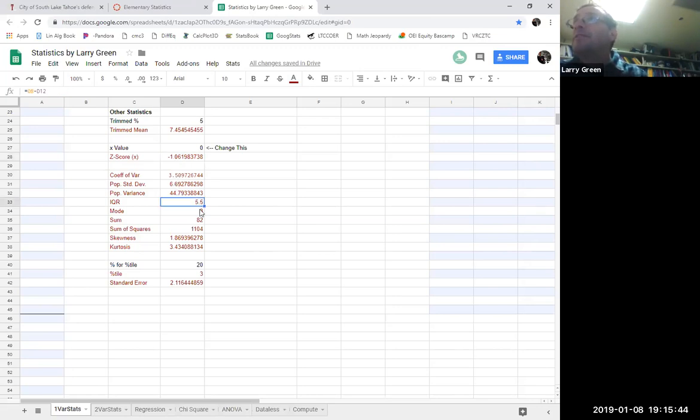But I do want to mention the IQR. The IQR stands for the interquartile range, and what that measures is the difference between the first quartile and the third quartile. In this case, the interquartile range is 5.5. So we can say that the first quartile and the third quartile differ by 5.5 courses. Any questions on that? Online courses, because that's what this data was.